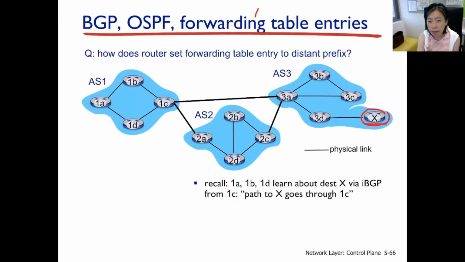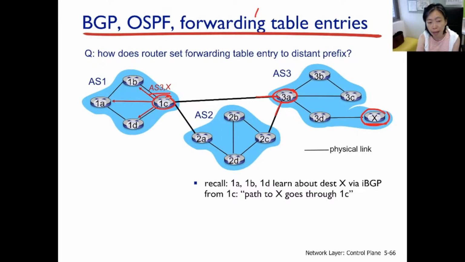Same scenario, with the destination being X. 3A, the gateway router of AS3, has 2 eBGP connections, therefore 1C here can potentially receive 2 AS paths. And 1C, according to example 2, chooses the shorter AS path. So let me run the animation. 1C discovers 2 paths and picks the shorter path.